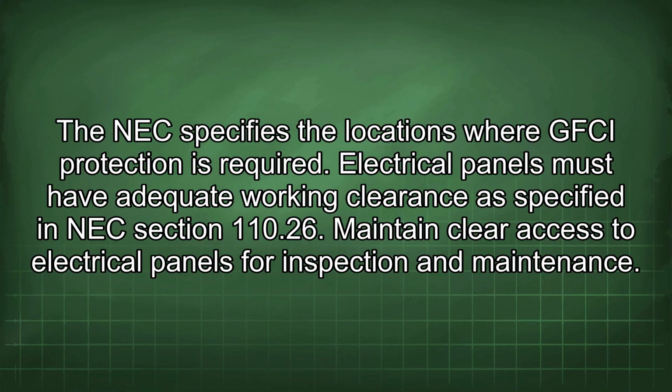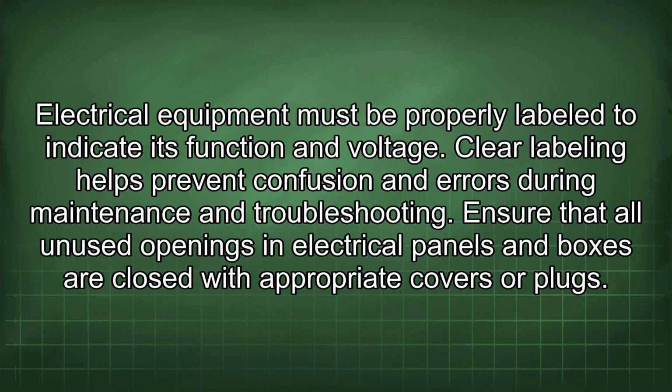Electrical panels must have adequate working clearance as specified in NEC Section 110.26. Maintain clear access to electrical panels for inspection and maintenance. Electrical equipment must be properly labeled to indicate its function and voltage. Clear labeling helps prevent confusion and errors during maintenance and troubleshooting.